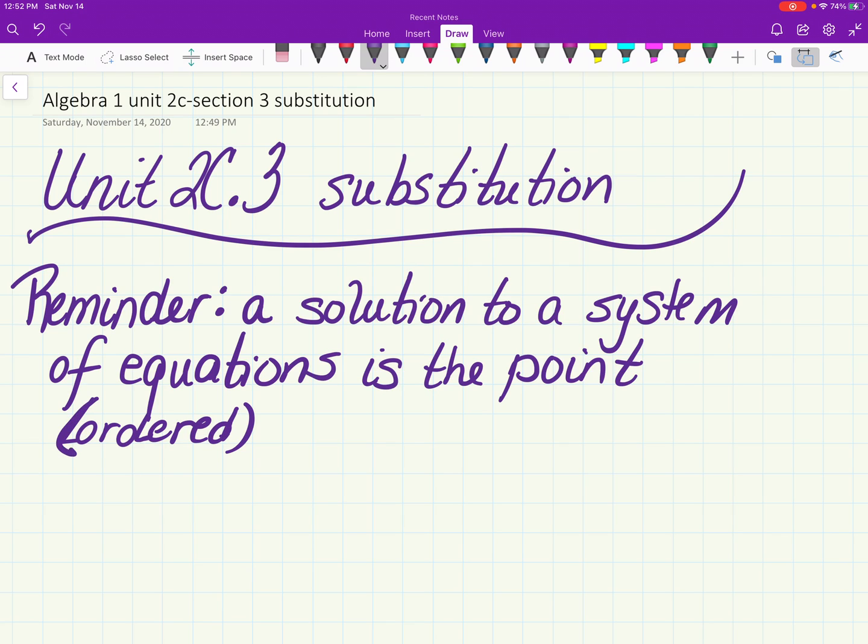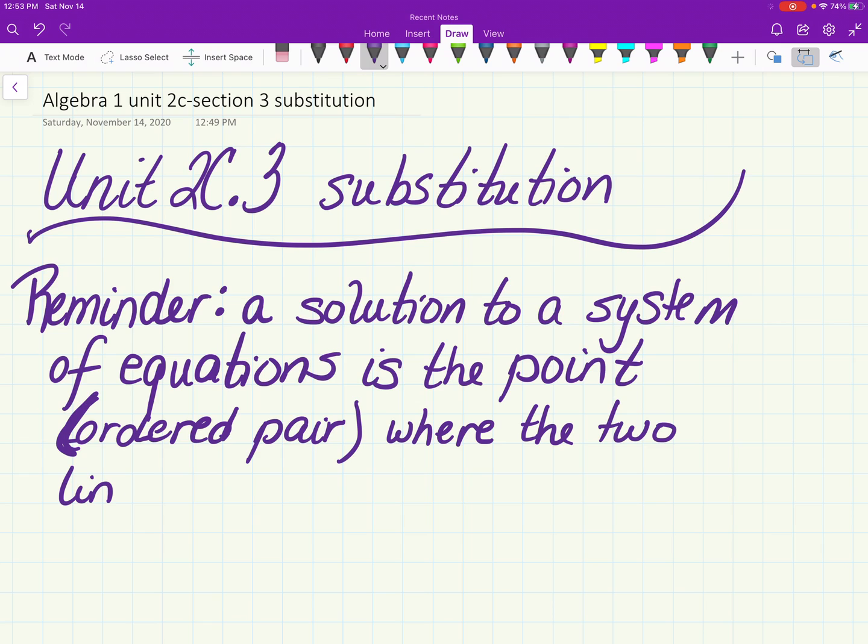the ordered pair where the two lines cross. Don't lose sight of that. We're doing a lot of algebra, but we're still trying to figure out where the two lines cross. So that's the key to what we're doing this whole chapter, really: where do these two lines cross? Okay.